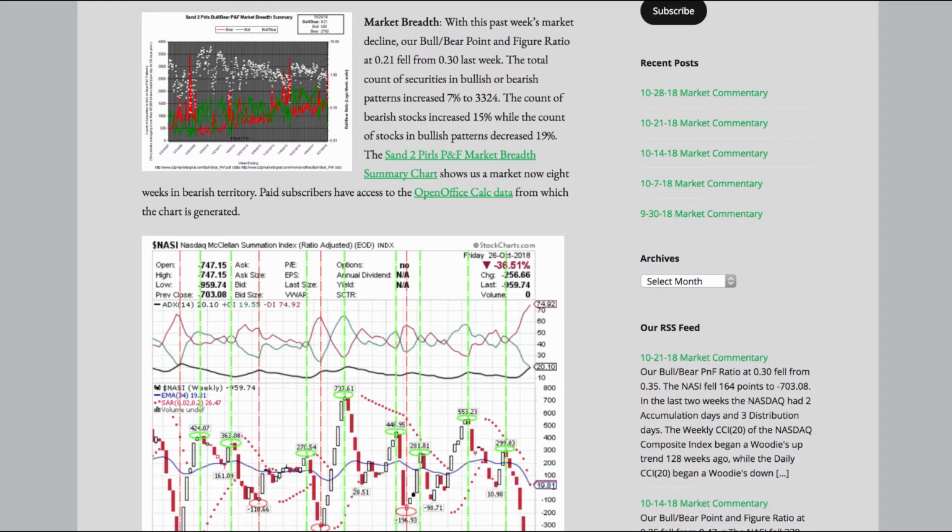0.30 last week. The total count of securities in bullish or bearish patterns increased 7% to 3,324. The count of bearish stocks increased 15%, while the count of stocks in bullish patterns decreased 19%. The Pirls PNF market breadth summary chart shows us a market now 8 weeks in bearish territory.